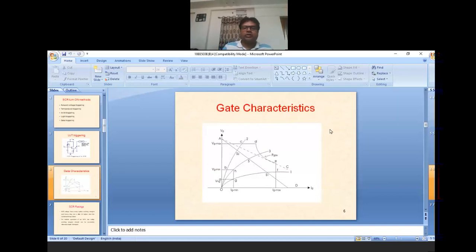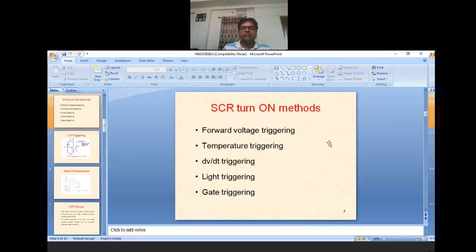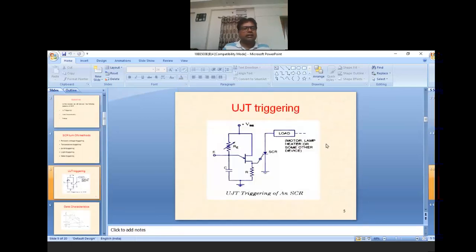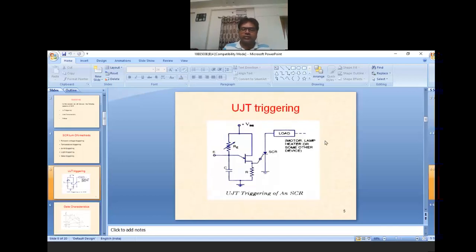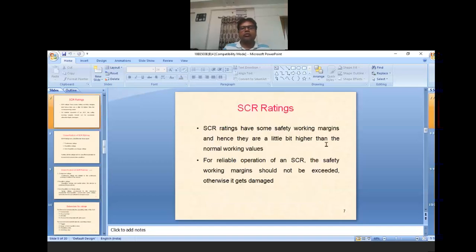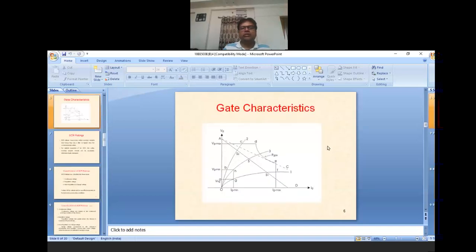And our next topic is the gate characteristics. So far, we have been discussing that when some current flows in the gate, SCR turns on, but there are certain limitations and certain precautions to be taken so that SCR turns on in the required fashion without any damage to the device, without any damage to the gate, and also to avoid the unwanted turn on of SCR also.